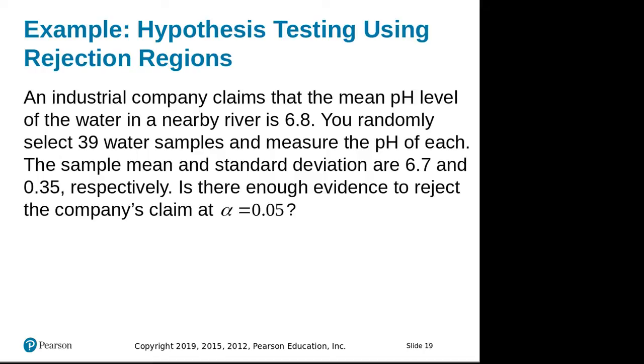And so we take all these samples. Our sample average is 6.7, and the standard deviation of our samples is 0.35. And so what we want to do is we're either going to reject the company's claim or not. Well, the company's claim is that the pH is 6.8. It's an equality claim. So that's going to be the null hypothesis.